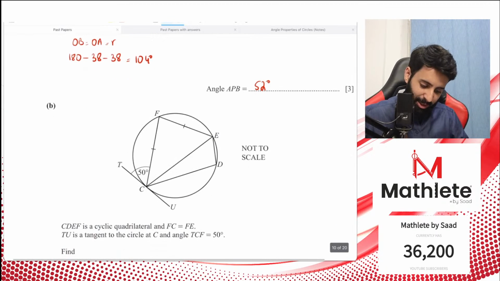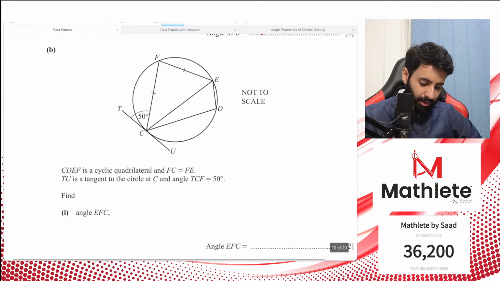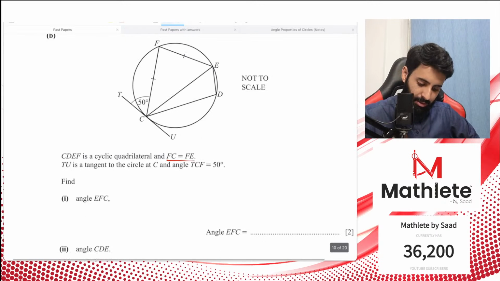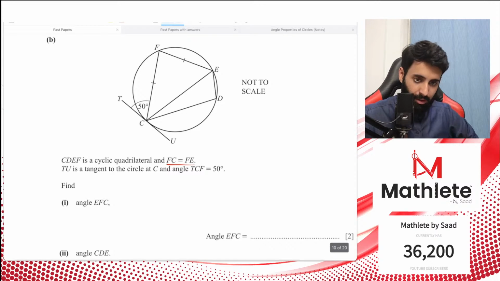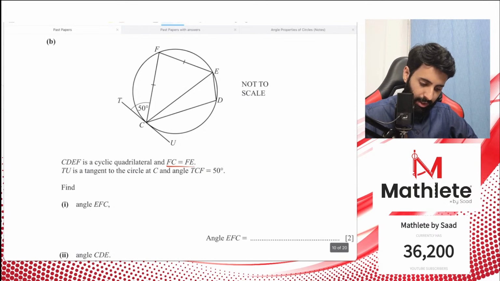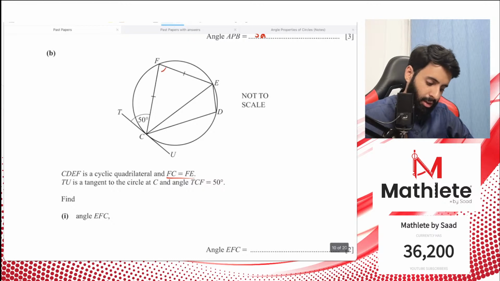Okay, here's part B. Let's see what this says. It says CDEF is a cyclic quadrilateral and FC equals FE. So the question is already telling us that. TU is a tangent to the circle at C, and TCF is equal to 50 degrees. All right, calculate angle EFC. So EFC is this angle.